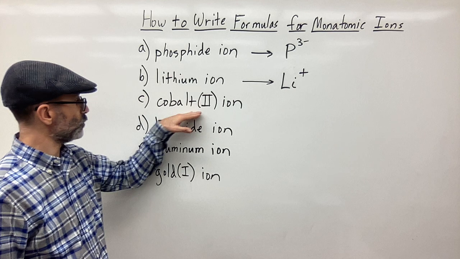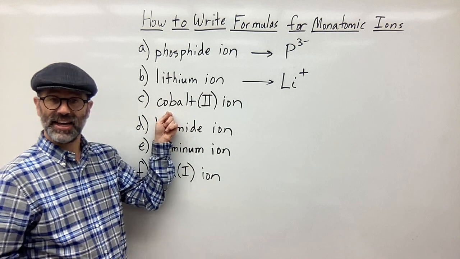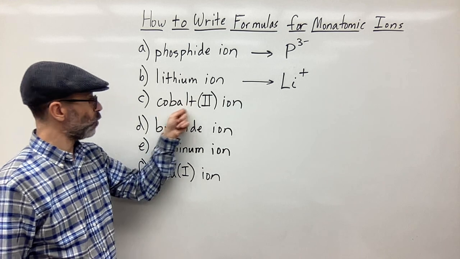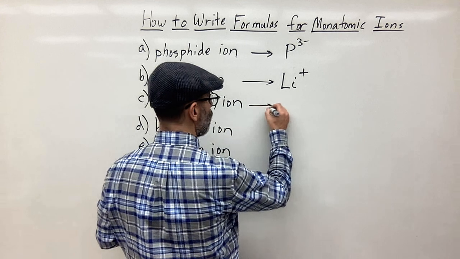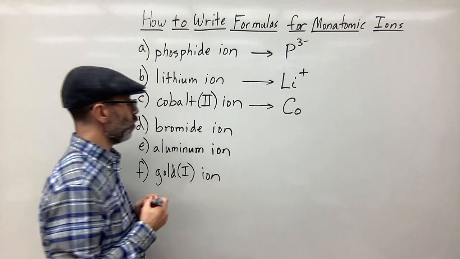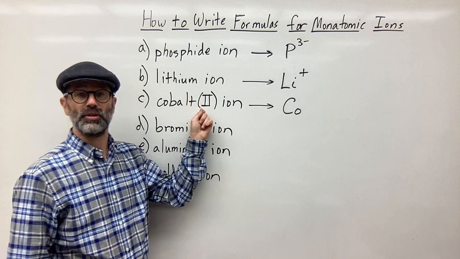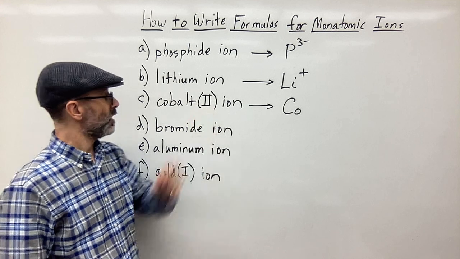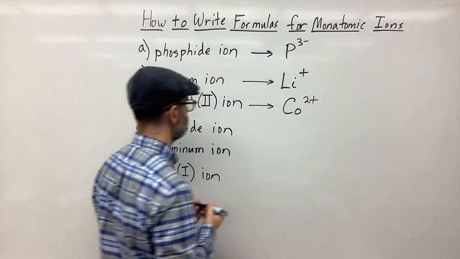Next, we have cobalt(II) ion. So cobalt, notice there's no IDE ending, so this is a positive ion. It's a metal. This is one of the transition elements. So we have a Roman numeral. So we're going to write the symbol for cobalt. And remember the Roman numeral tells us the charge on the metal ion. So that would mean that this has a 2+ charge.